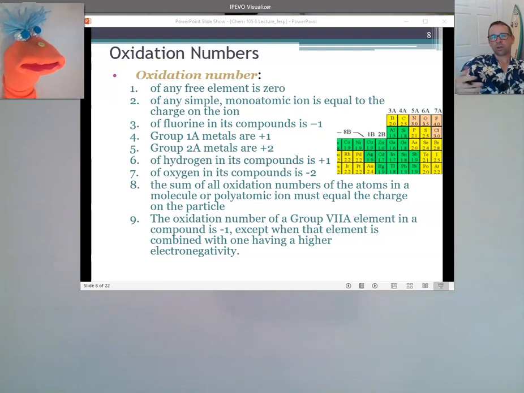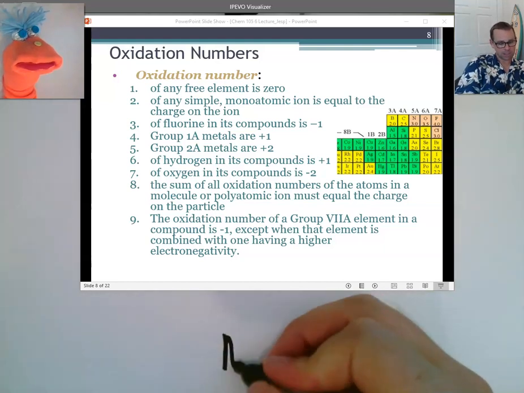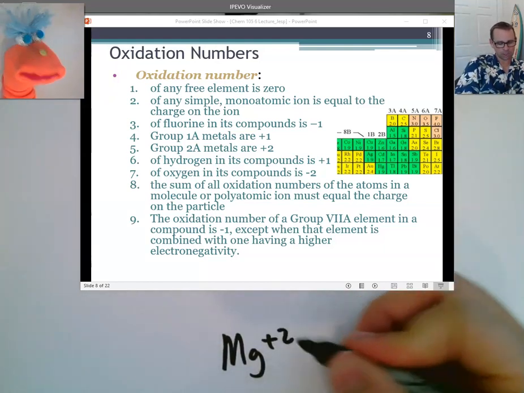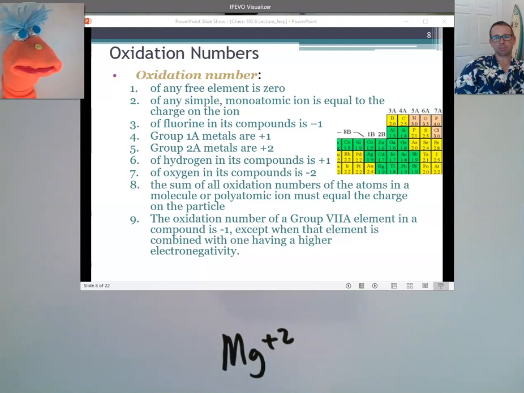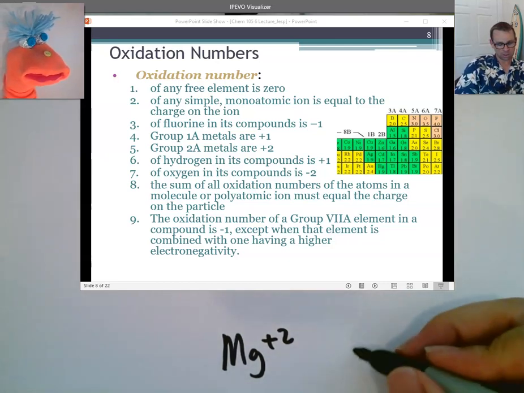Again, it has to do with the movement of electron density, gaining or losing, and also how much, and so if you know how many electrons and how many protons are on a species, then you can know the oxidation number. So free element, always 0. If it's a simple ion, like magnesium plus 2, then it's the charge on the ion. So plus 2 is the charge and plus 2 is the oxidation number.